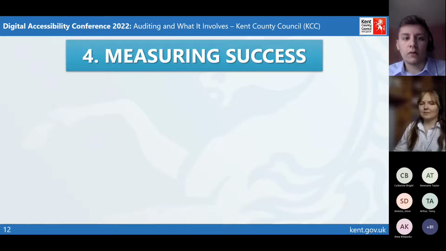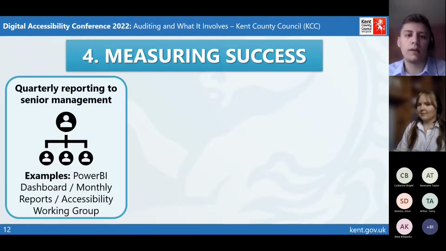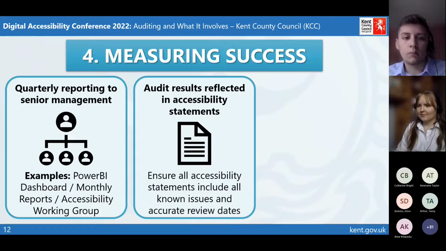So the final part of our accessibility framework is measuring success. This can be measured in a range of different ways. Firstly, we report to senior managers. In our team, we not only have a Power BI dashboard to show our results, but we also create reports and discuss issues in a digital accessibility working group. We can also show success in an accessibility statement, and all of the issues found in the audits should be reported in the statement. This allows us to use accurate review dates, and also helps us to show how accessible a system is or not.